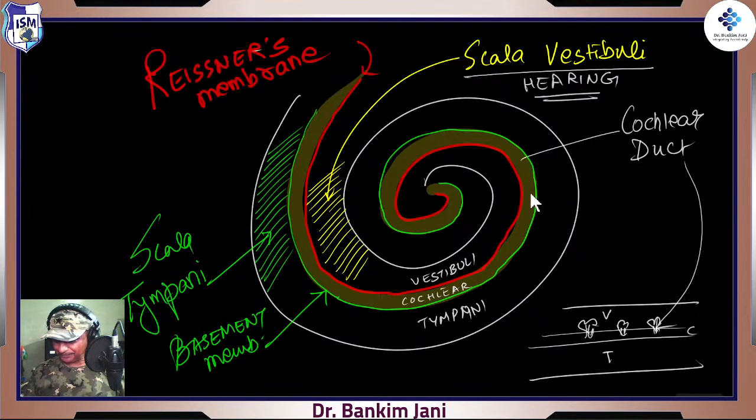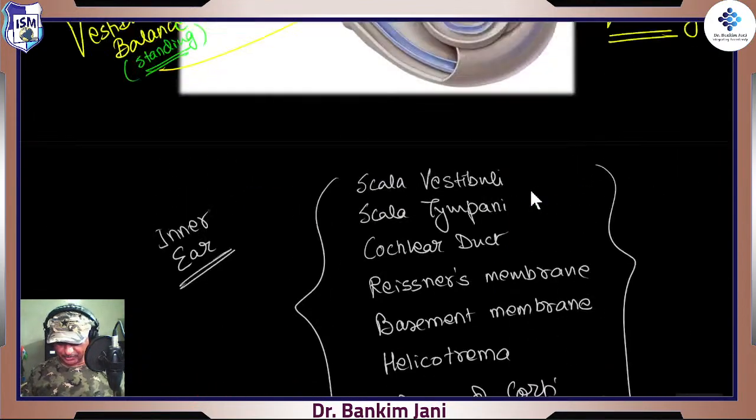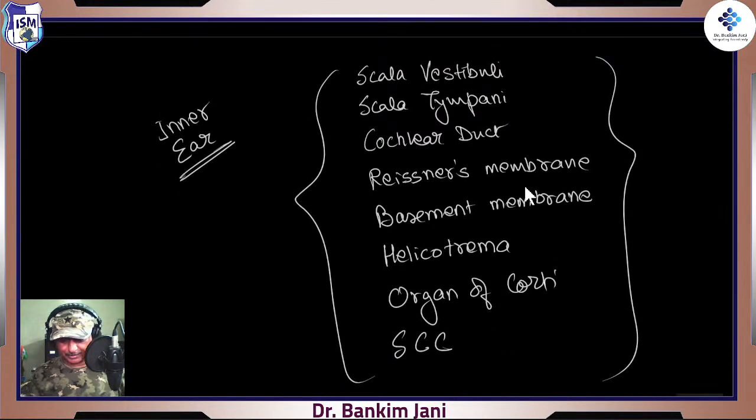Okay, so that's it. So how many things we have settled? We have settled scala vestibuli, scala tympani, cochlear duct, Reissner's membrane, basement membrane. This much is done, right? Okay, helicotrema. All right, it is so easy.